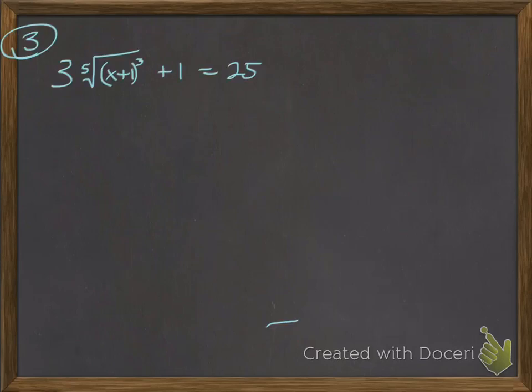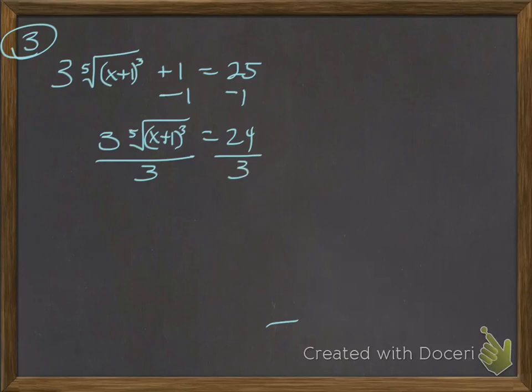Okay, here I have a radical, but I have something being multiplied to that radical and something being added. Understand that this 1 is not inside of the radical. It's on the outside. So before I do anything to get rid of the radical, I need to take care of those things that are not inside of it. I have to get the radical by itself. So I'm first going to subtract the 1. And I have 3 times the 5th root of x plus 1, now that's being cubed on the inside, is equal to 24.